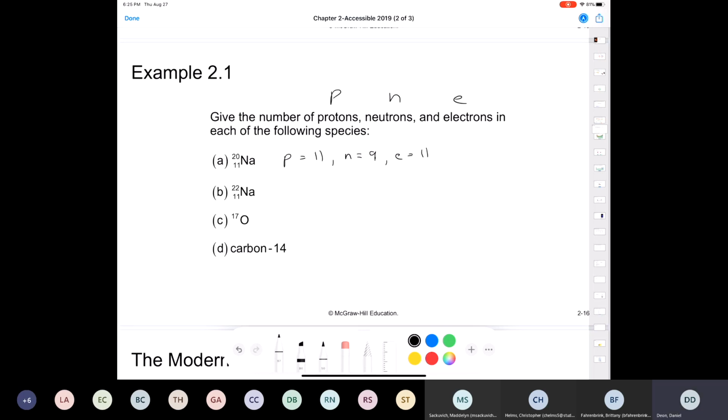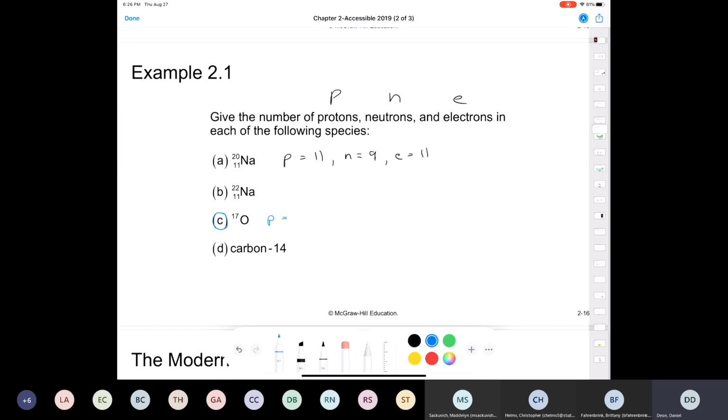I'm going to skip the next one because it's virtually the same exercise. I want to skip ahead to C, okay? Can anybody tell me how many protons there would be in oxygen 17? This might be a stretch, but I'll give it a shot. Yeah, Reagan says there's 8, and Reagan is correct. So where did you get that number from? Looking at the periodic table.